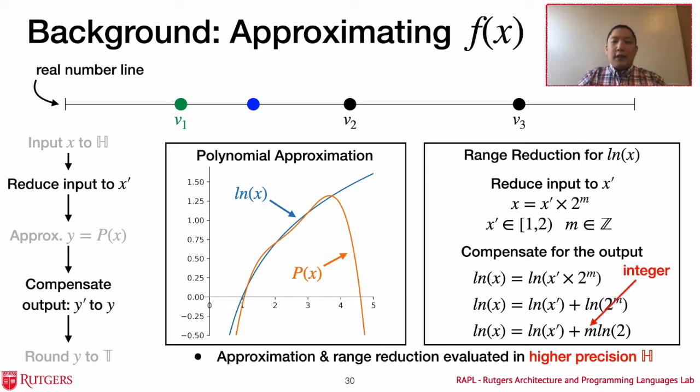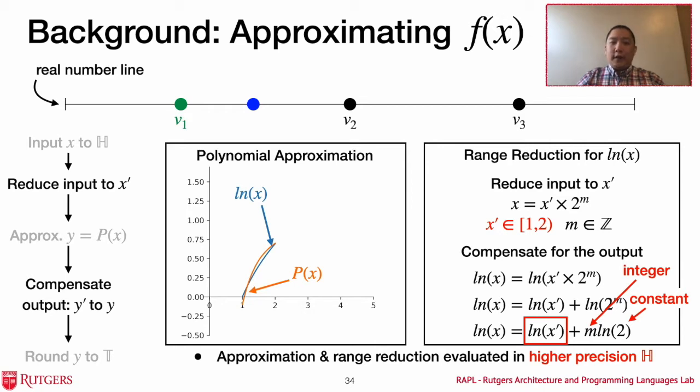Notice that m is an integer value that can be extracted from the input x, and natural log of 2 is a constant. So we can approximate natural log of x by just approximating natural log of x prime and adding the value m times natural log of 2. Additionally, the values of x prime are always in the range of 1 to 2. This means that our polynomial approximation of natural log of x prime needs to accurately approximate natural log of x for inputs between 1 and 2, but does not have to be accurate for other inputs.